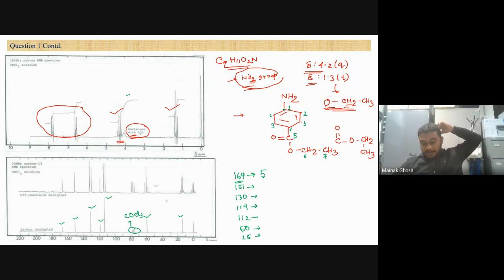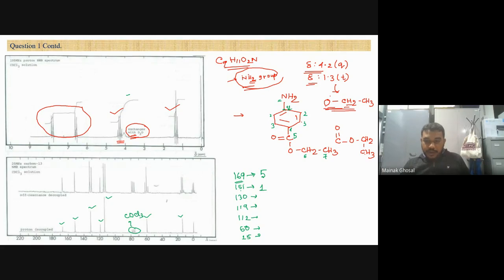Now the 151 one. Which one will be 151? This carbon is highly deshielded because of the highly electronegative oxygen. So the next carbon will be the one attached to an atom with less electronegativity than oxygen, right? Among them, nitrogen is possible, and it is attached to carbon number 1. So this carbon number 1 will have the 151 kind of peak in the carbon 13 NMR spectrum.